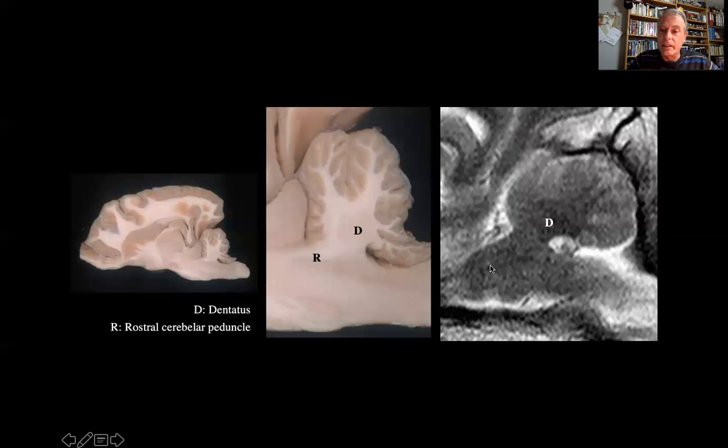Again, on MRIs, when we see this image compared with a dissection, it is from this image here. So we have enlarged this area and we see the rostral cerebellar peduncle. So the rostral cerebellar peduncle should be here. And as we are at the lateral aspect, the dentate nucleus. So we should have the dentate nucleus here.